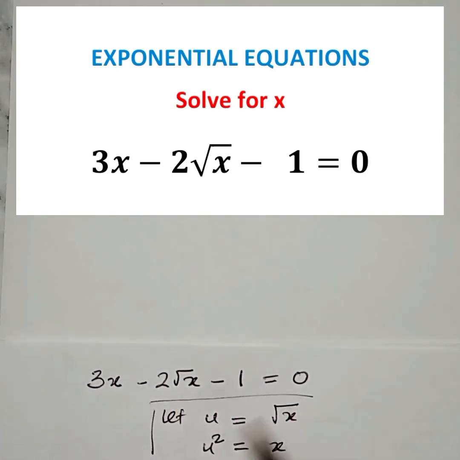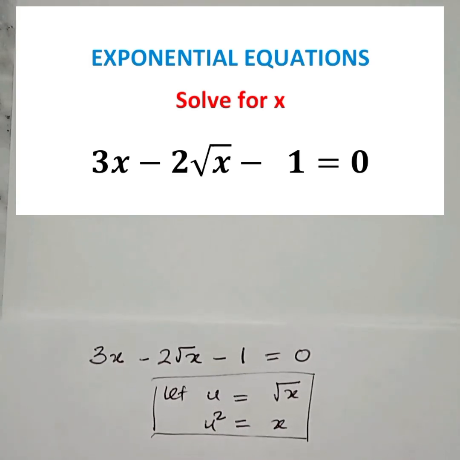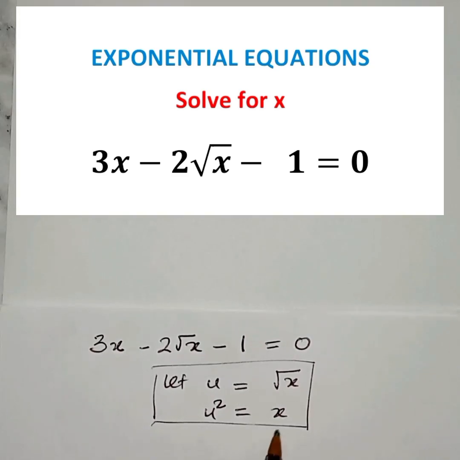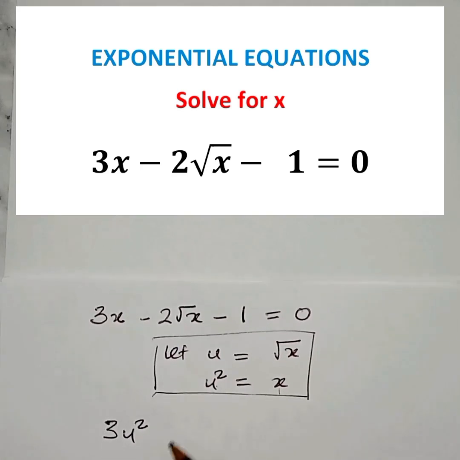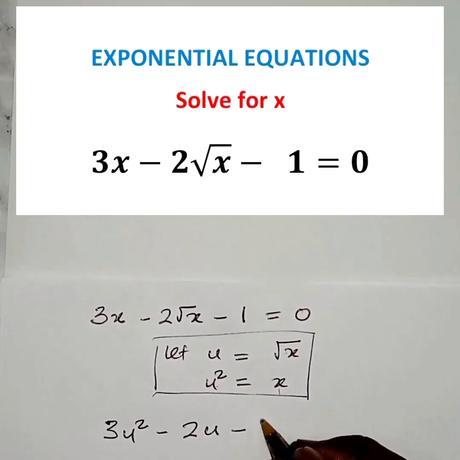All right. So we're going to substitute these into that equation. Remember, we said x is equal to u squared. That means we got 3u squared, then minus 2u, because we say root x is equal to u, minus 1 is equal to 0.